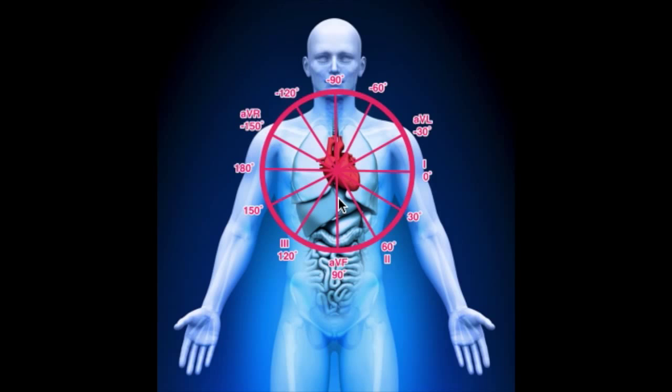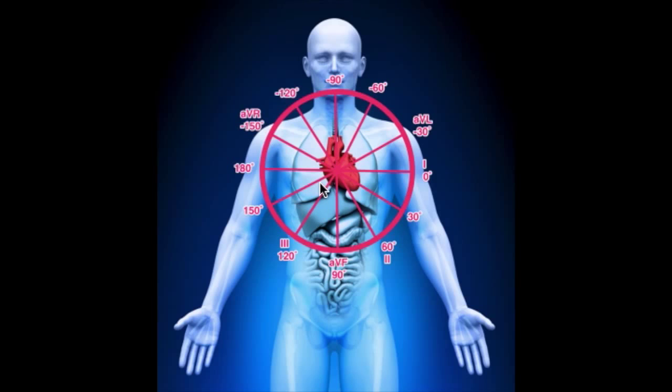What you see here is a picture of the heart, and superimposed on top of it is the hexaxial reference diagram. Now the hexaxial leads are 1, 2, and 3, AVR, AVL, and AVF. The hexaxial leads look at electricity as it travels through the heart, side to side and up and down, along these angles as they exist in that frontal plane.